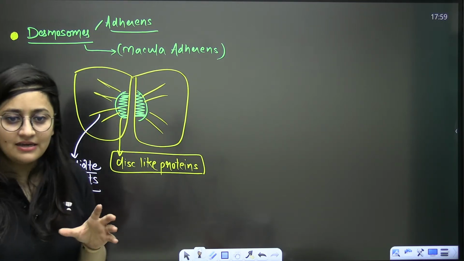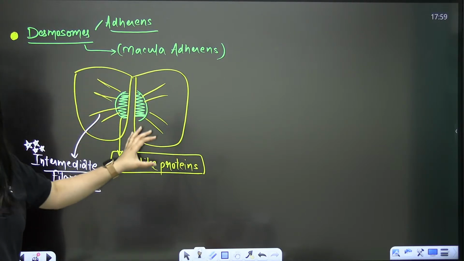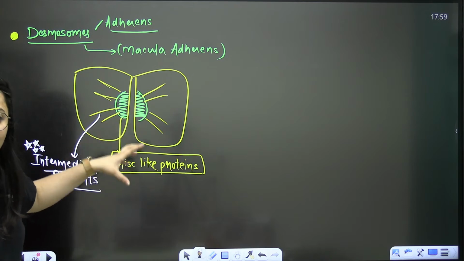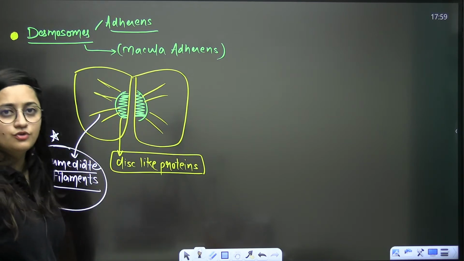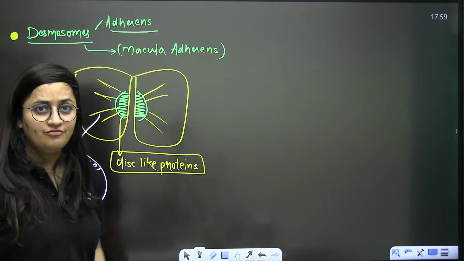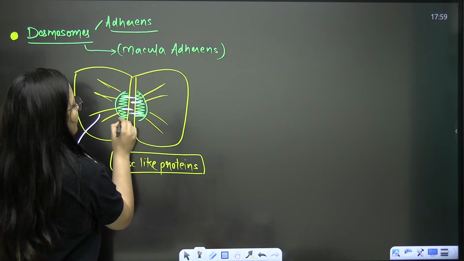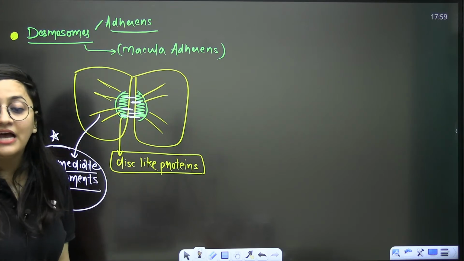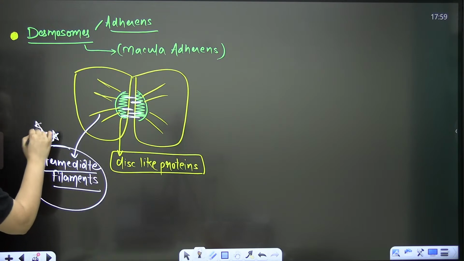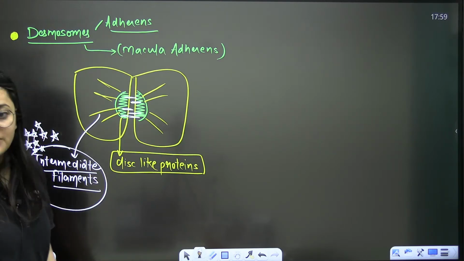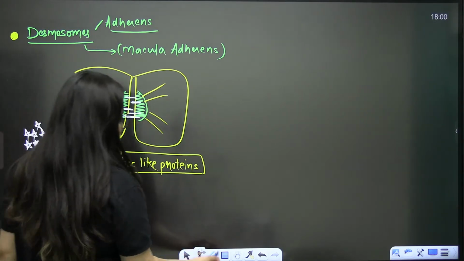When you talk about desmosomes, this is an example of a desmosome. These desmosomes have disc-like proteins, and the intermediate filaments are also there. You will see keratin protein filaments here. They are meant for the attachment of two cells. So this is what you need to remember: which cytoskeletal element is there? It is the intermediate filament.